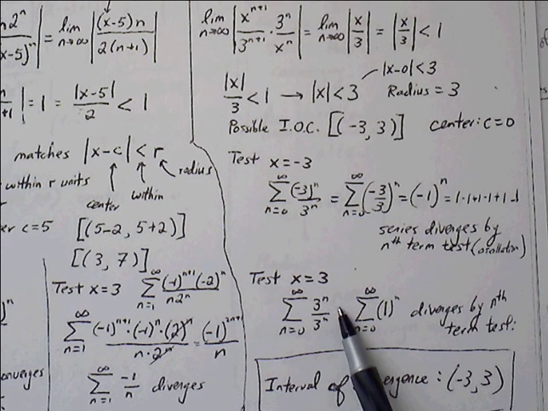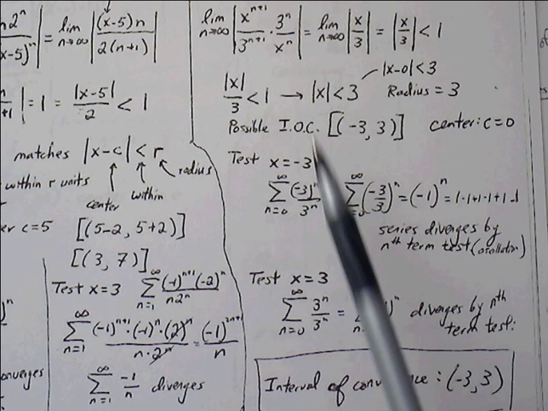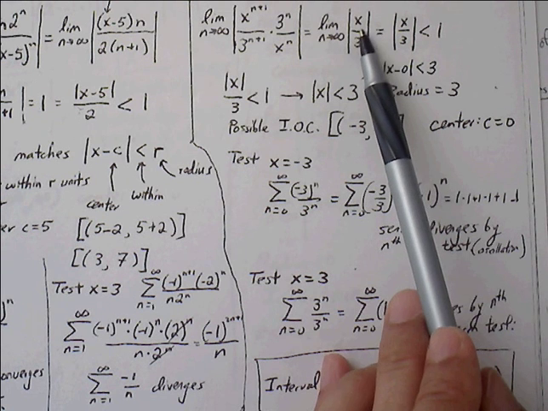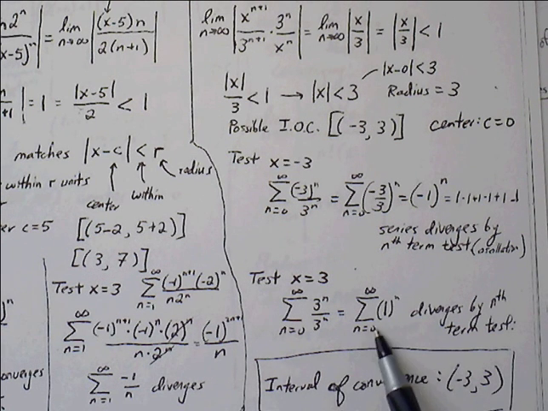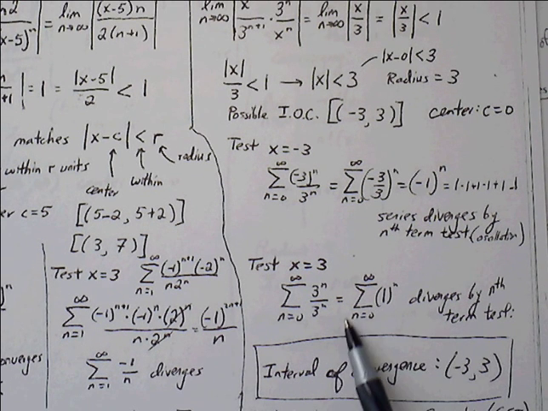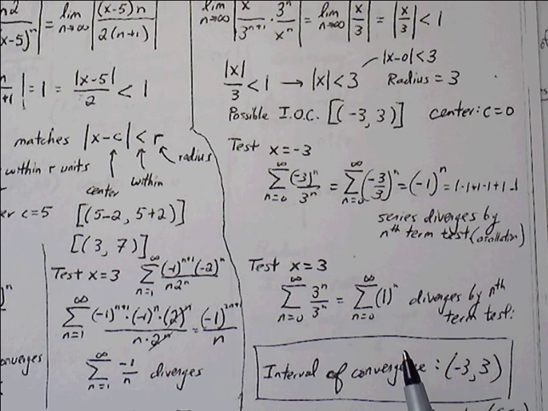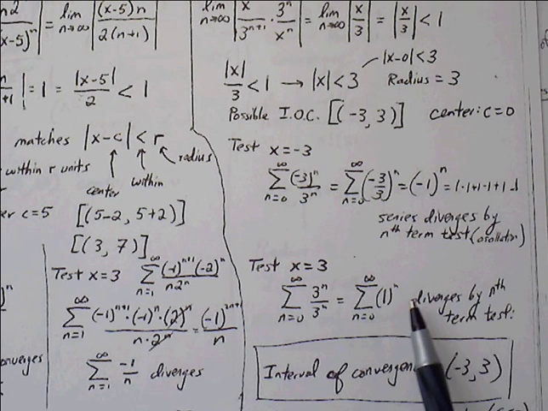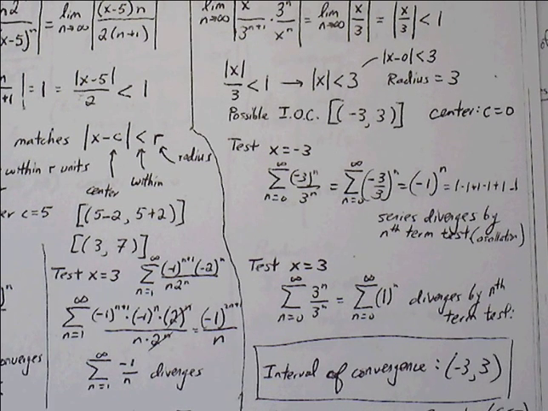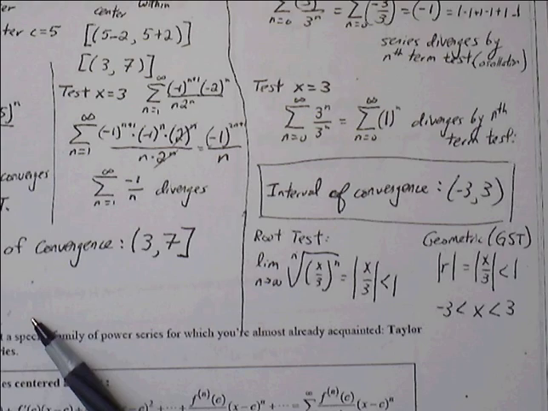Now to test 3, going back to our original rule of sequence, replace x with 3. 3 over 3 is 1, 1 to the n. This also diverges by the nth term test, because if we test the first few terms, we get 1 plus 1 plus 1 plus 1, which will increase to infinity. It will not converge. Therefore, both our endpoints are going to diverge. We put parentheses around them.